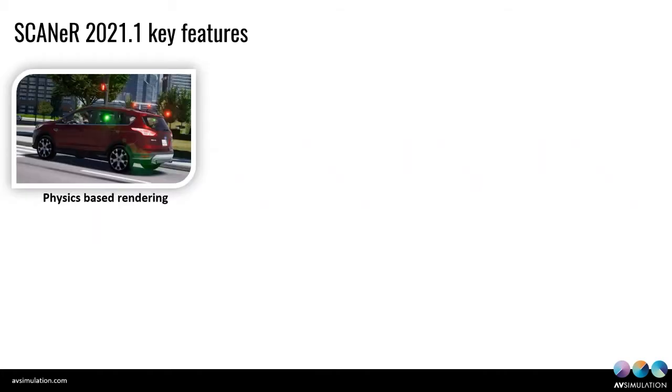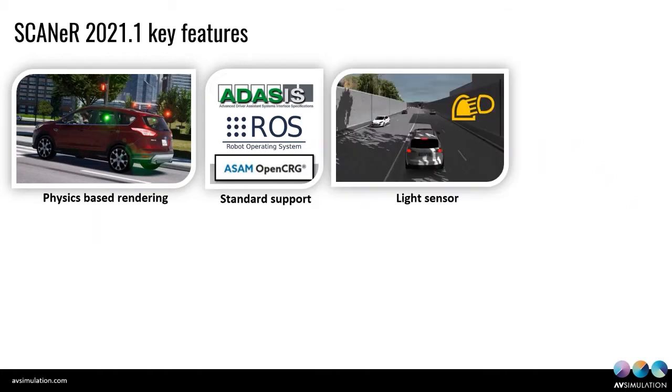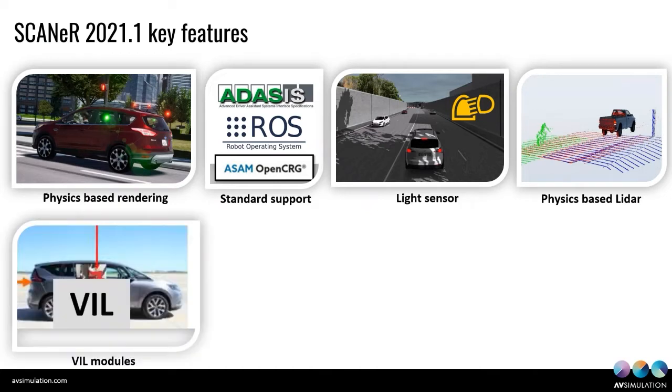So what are the key features of this new version that has been released at the beginning of the year? The first big new feature that I will present you more deeply in the next slides is that we have this new physics-based rendering. We also have new standard support. You know that it is important for us that SCANeR is a very open platform, so we now support LSDs, ROS, and OpenCRG. We have a new sensor, which is a light sensor. We have a new physics-based Lidar sensor also.